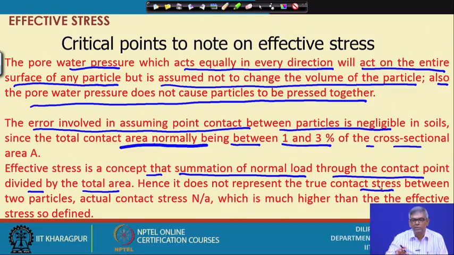Because of that, the effective stress magnitude is much smaller than the actual contact stress. And what will the actual contact stress be? It will be N by a, which will be much higher than the effective stress we have defined. What is N? N is the total load, and small a is the actual contact area, which is only 3 to 4%. So, you can imagine that the actual contact stress will be much higher than the effective stress. Though we have defined the effective stress as the force transmitted through the soil skeleton, that is there only for consideration of force, but when considering area, we take the entire area. So, that is a concept, and it has to be used, and that is being used. That is the thing to be remembered.